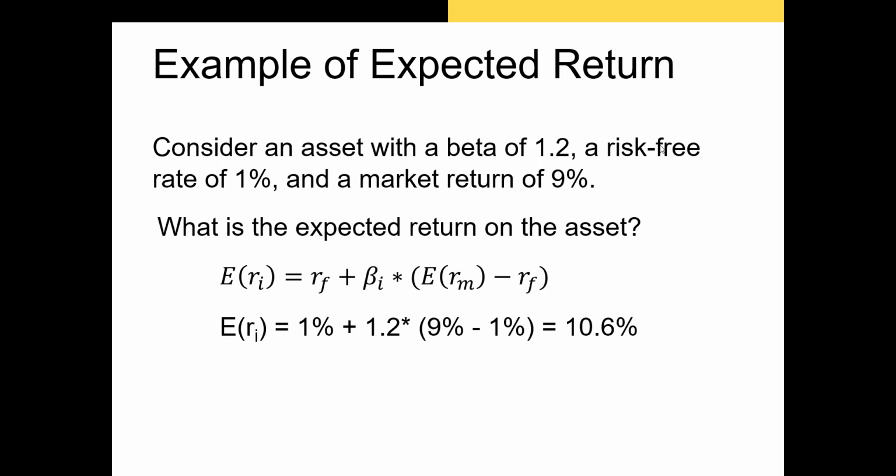Well, here's our model right here. Our risk-free rate is 1%. Our beta is given as 1.2, and we just multiply that beta by the market risk premium, which is our 9% market return, or the return on the S&P 500, minus the risk-free rate. And so our expected return on stock I is 10.6%. It will almost certainly not be 10.6% in reality, but this is based on the capital asset pricing model. This is our expected return.